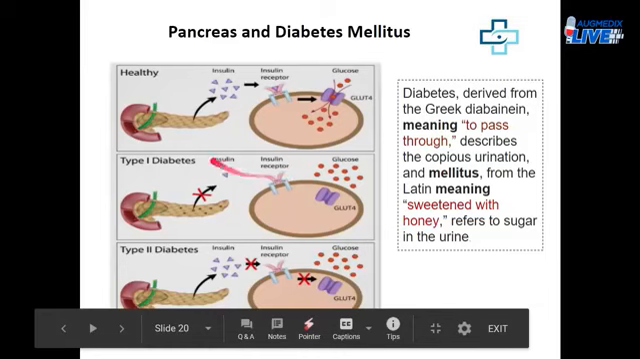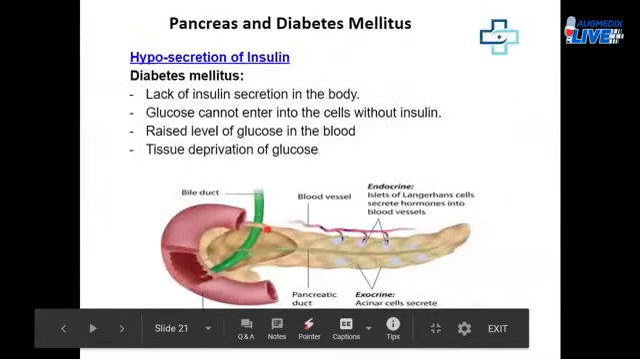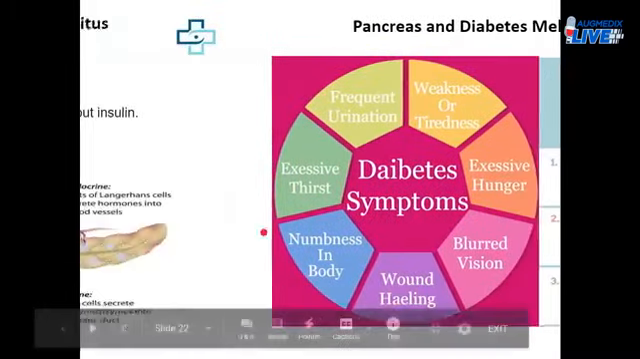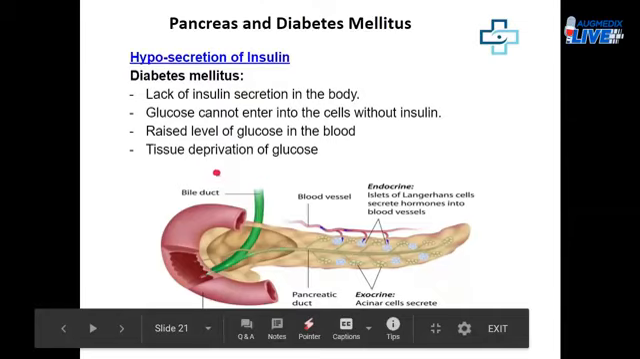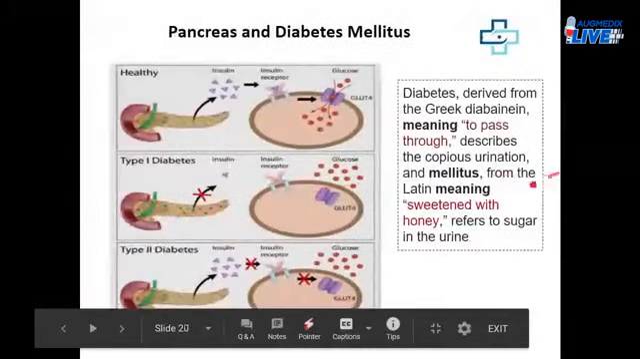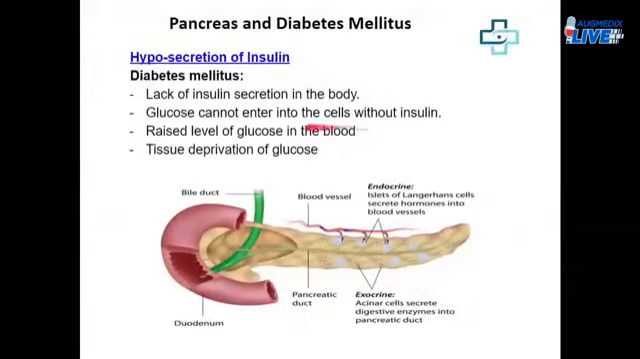All right. So let's have a look at what happens in diabetes. Before that, I'll explain this slide first, and we'll come back to the other slide after this one. Now, what is diabetes mellitus? Lack of insulin secretion in the blood. The glucose cannot enter into the cell. The level of glucose rises too high, and all the tissue becomes deprived of glucose.